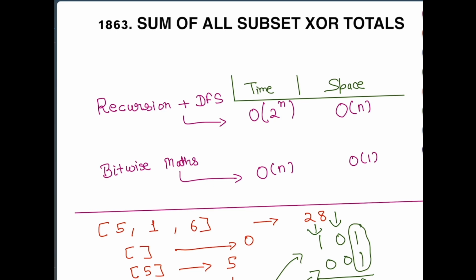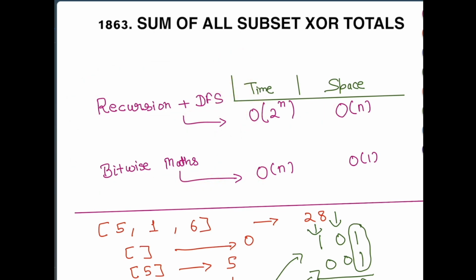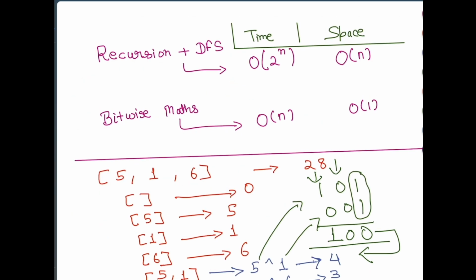But I will try to explain it in the best way possible so that coding and understanding of both of these methods will be very easy. So let us first focus on recursion plus DFS. Why is it 2 to the power n?